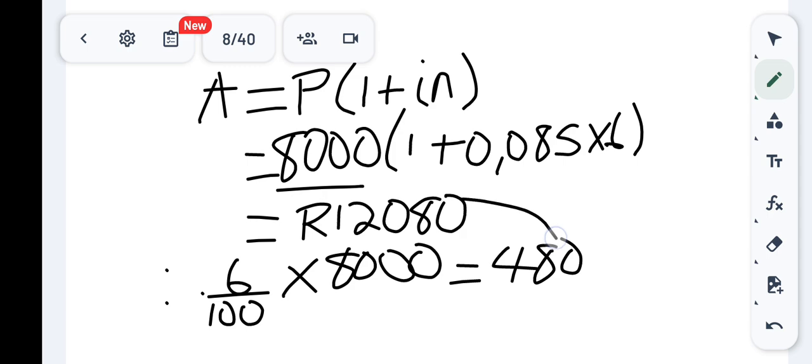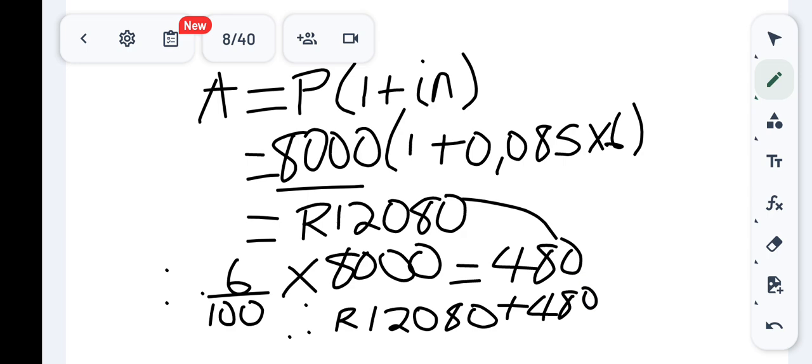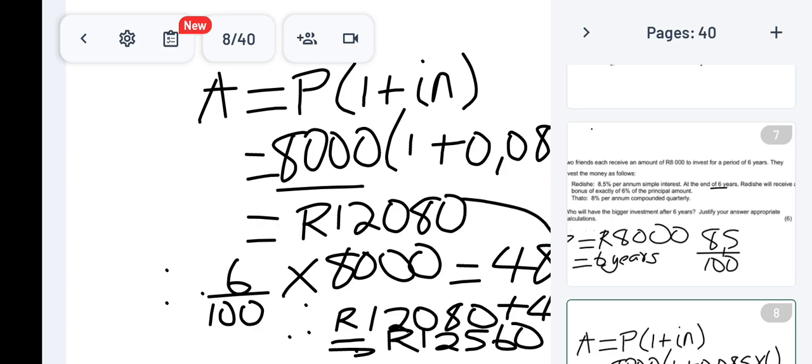Then you will add the two: 12,080 plus 480 is equal to 12,560. Yes, so that's all about Redishe.